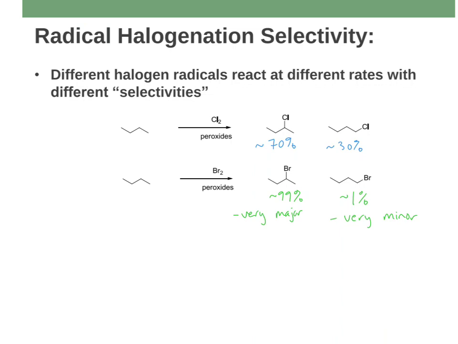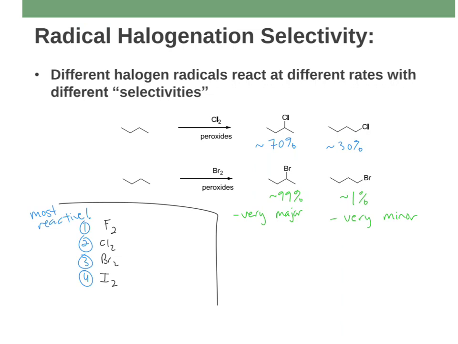And that has to do with the selectivities of these radicals, right? So let me write the radicals. We're talking about F2, Cl2, Br2, and I2, just walking down the periodic table here. And what we're going to see is, if you look at these, the most reactive halogen, and you should remember this from Gen Chem, is fluorine, the least reactive is iodine. And it just has to do with how electronegative it is and how much it wants electrons. So fluorine is the most reactive, chlorine is the second most reactive, bromine is the third most, iodine is the least reactive.